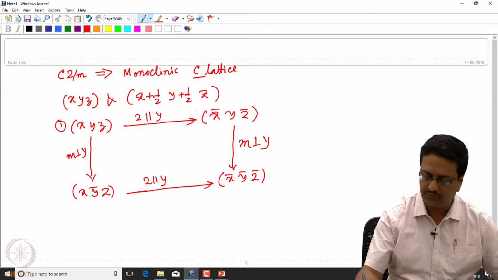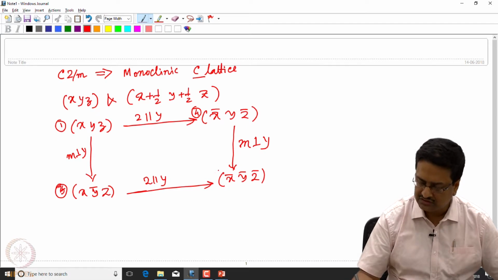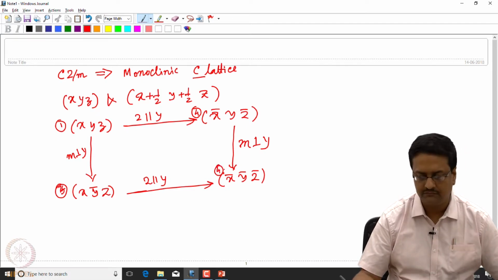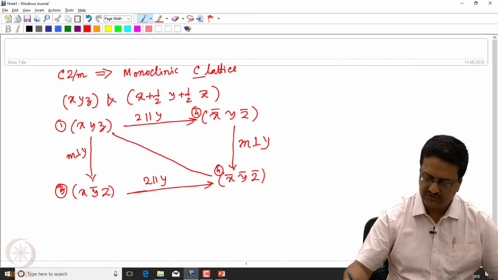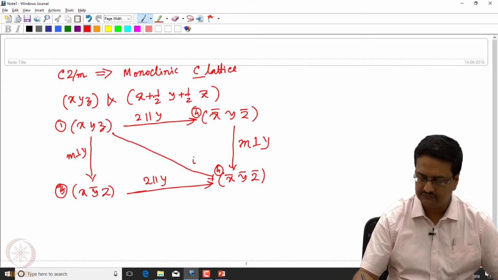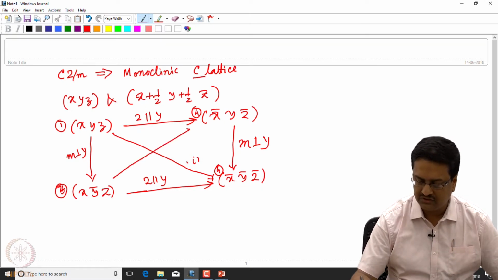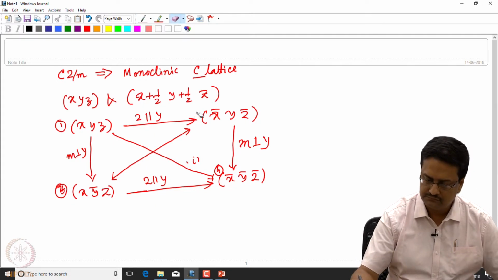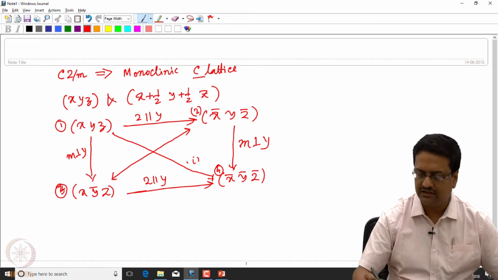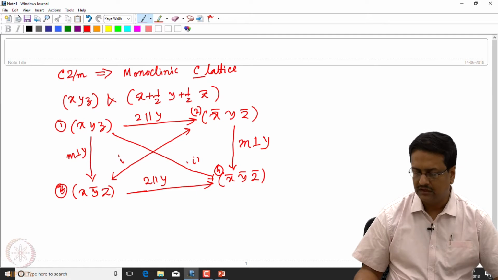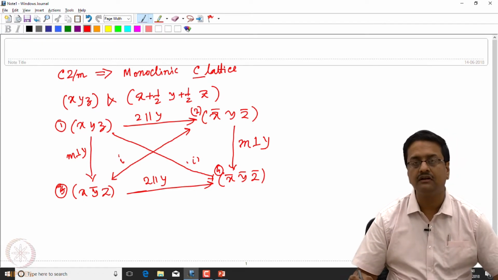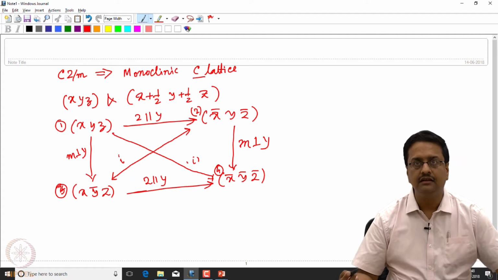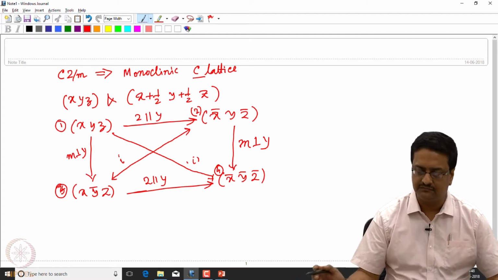So here we get 4 points from the original point x, y, z. The relationship between point number 1 and 4 is I. Relationship between 2 and 3 is also I. So there is no need for origin shift in this case. The inversion center coincides with the origin.